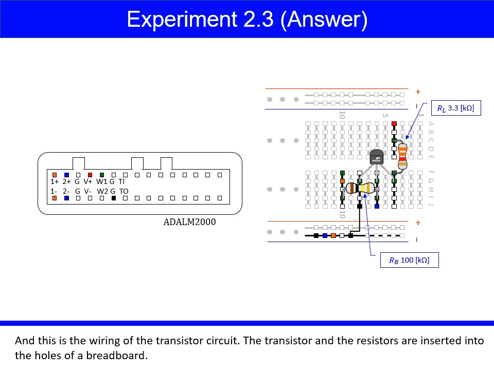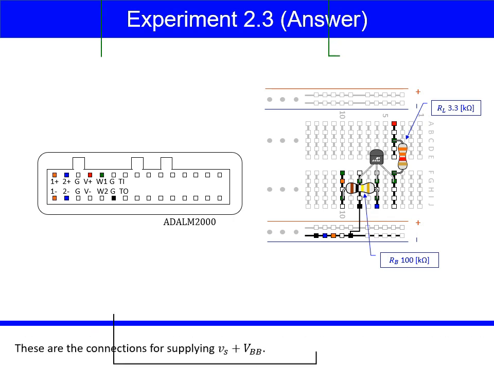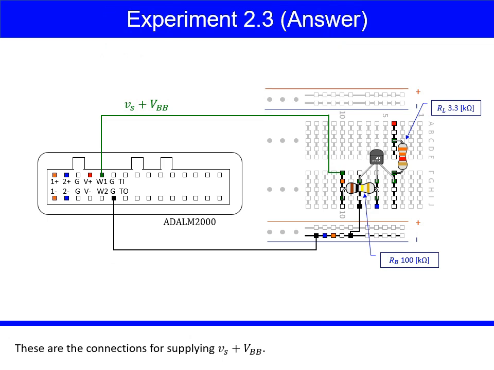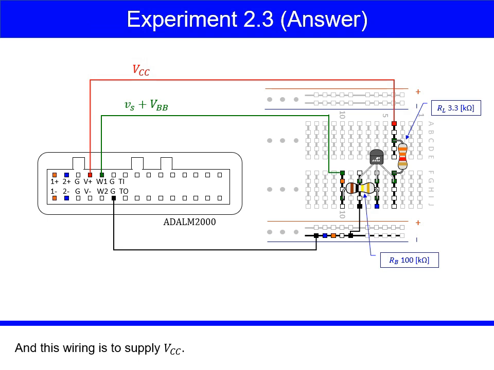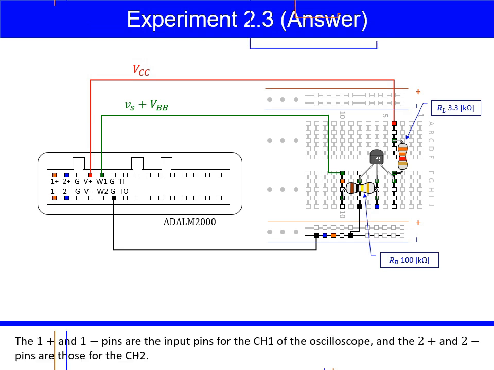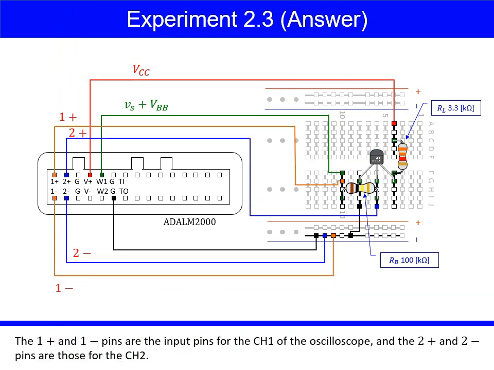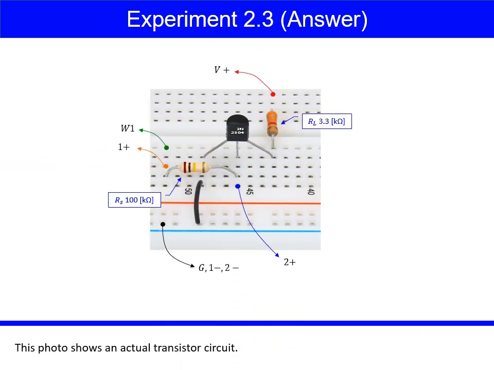The transistor and the resistors are inserted into the holes of a breadboard. These are the connections for supplying Vs plus VBB. And this wiring is to supply VCC. The 1 plus and 1 minus pins are the input pins for the channel 1 of the oscilloscope, and the 2 plus and 2 minus pins are those for the channel 2. This photo shows an actual transistor circuit.